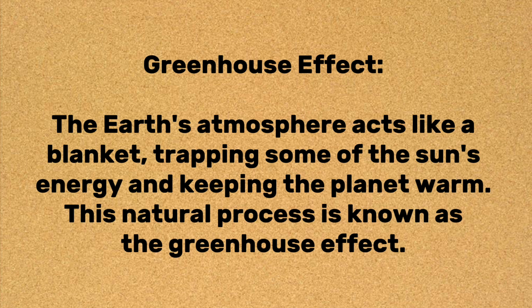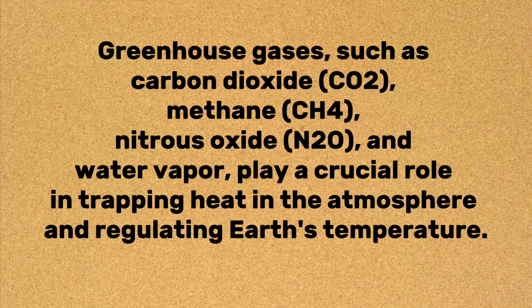Greenhouse effect. The Earth's atmosphere acts like a blanket, trapping some of the sun's energy and keeping the planet warm. This natural process is known as the greenhouse effect. Greenhouse gases, such as carbon dioxide (CO2), methane (CH4), nitrous oxide (N2O), and water vapor, play a crucial role in trapping heat in the atmosphere and regulating Earth's temperature.